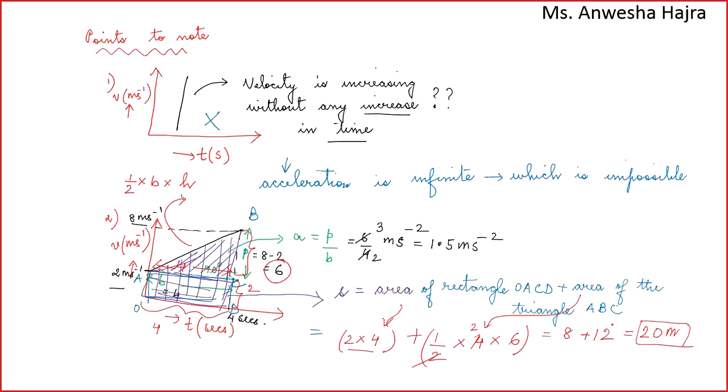This can also be done with the help of the trapezium. Before we end, one more point, children, and I can tell you. Say we have a graph like this. This is velocity in meter per second. This is time in seconds. Say I have a graph like this.